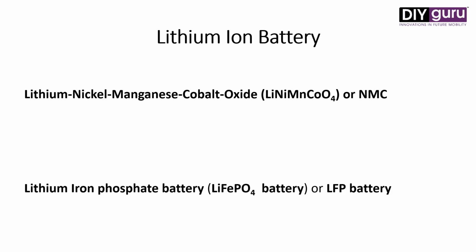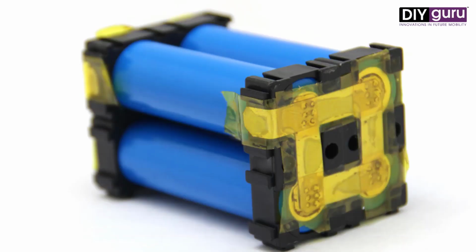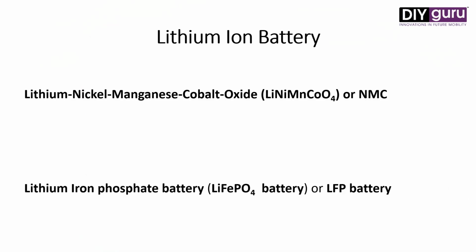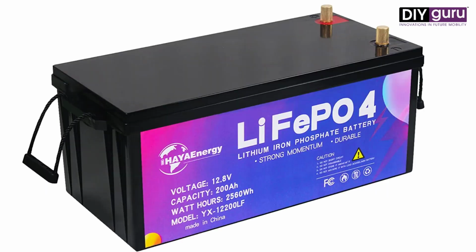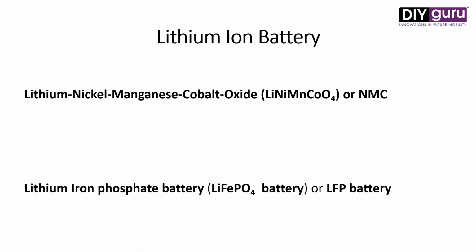So primarily lithium ion batteries are available in two chemistries. One is lithium nickel manganese cobalt oxide, LiNiMnCoO4, or in basic language we also call them NMC batteries. Second is lithium iron phosphate battery, LiFePO4 battery, or in general language we call them LFP batteries. Both these chemistries are used in the vehicles.